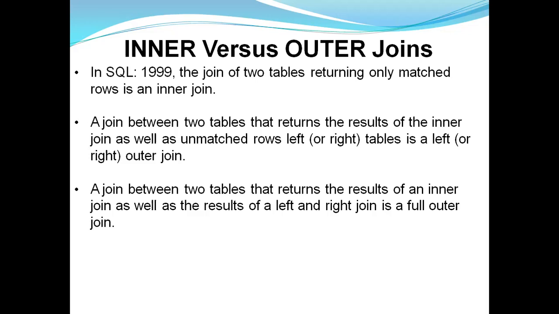So left outer join means what? Matching plus unmatching records of the left table. Right outer means matching plus unmatching records of the right table. Full join means what? Matching plus unmatching records of the left table as well as the right table. Clear here? That's it. Inner versus outer joins.